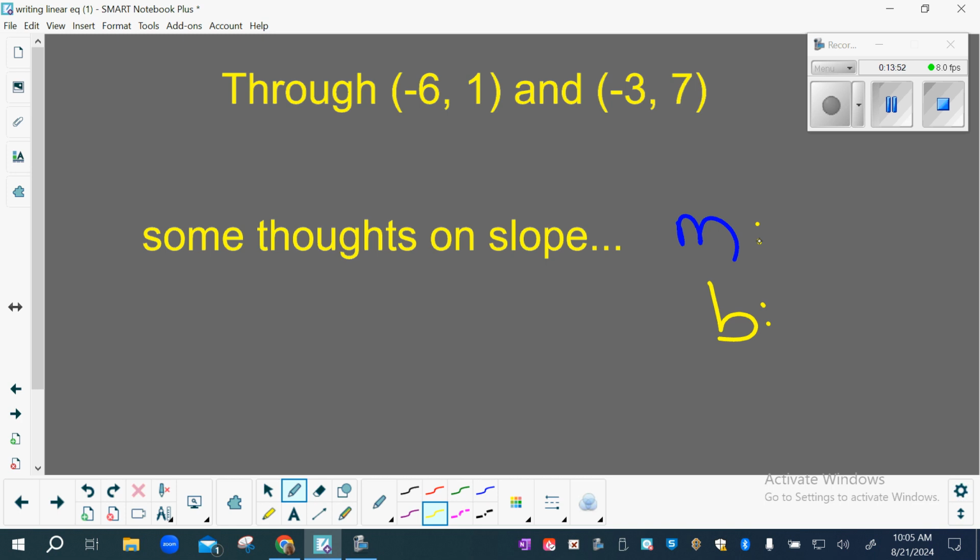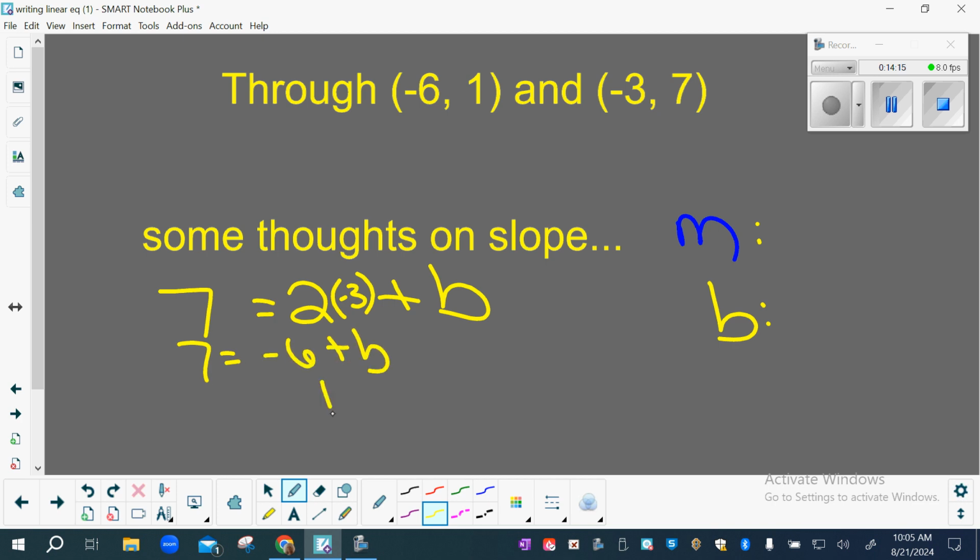Here we go. Let's take a look at this. Y equals 2X plus B. I don't care which point you use. I'm going to use the 7 and the -3. I don't know why, I just am. So 7 is going to go here, and -3 is going to go here. So that's going to be 7 equals -6 plus B. B equals -13.